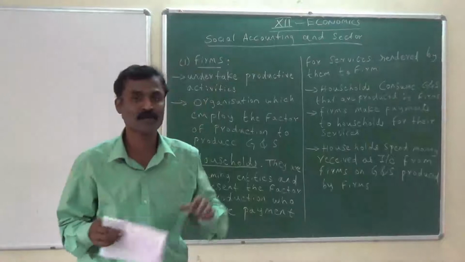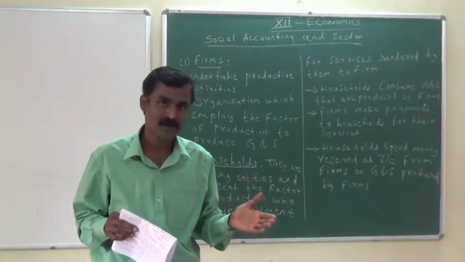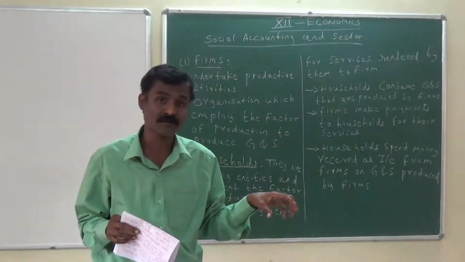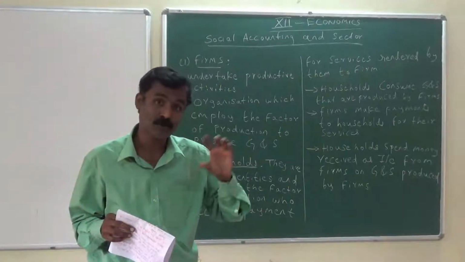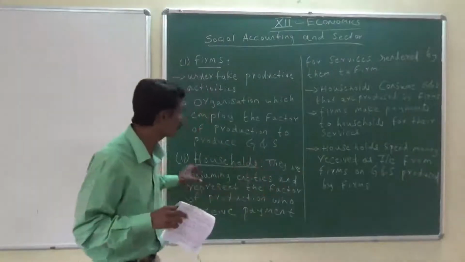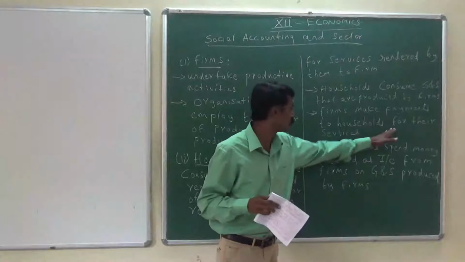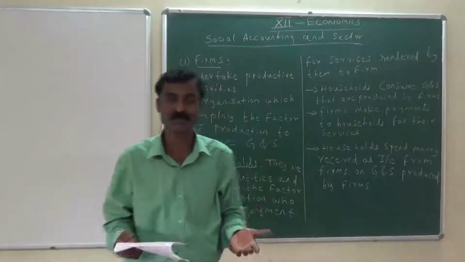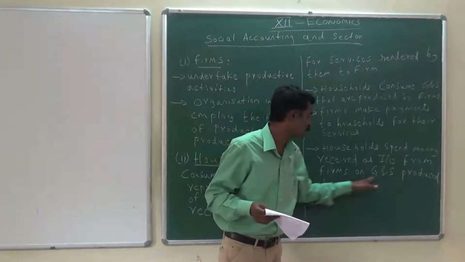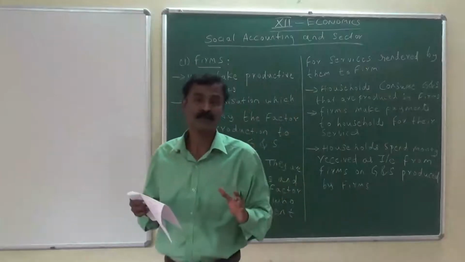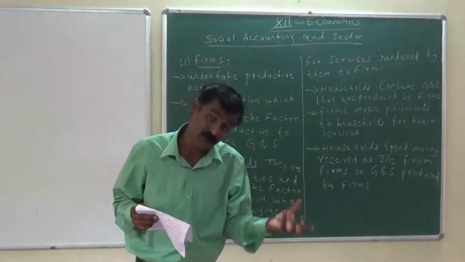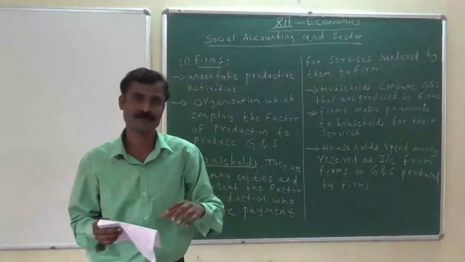Let's suppose that I am working in a bakery. I produce bread and then I consume it myself. That means I also get a salary from the firm. After that I have to go to the bakery, pay money and then get the bread. So I am related to both the firm and the household. Now firms make payment to households for their services. Since I did the service of producing bread, I receive the payment. Households spend money, receiving income from firms, on goods and services produced by the firms. Whatever salary or money is given by the firms, I buy the product produced by the firms as well as by other firms.